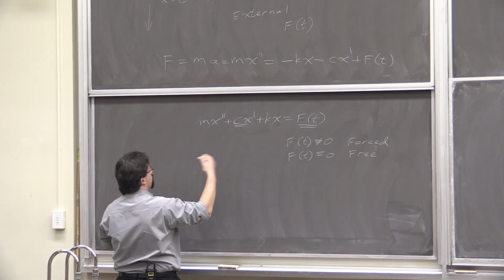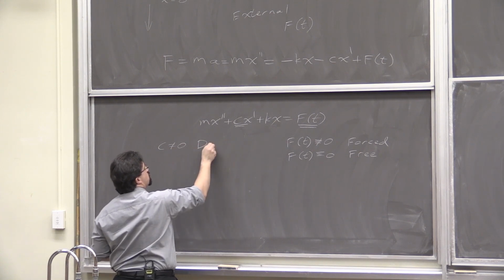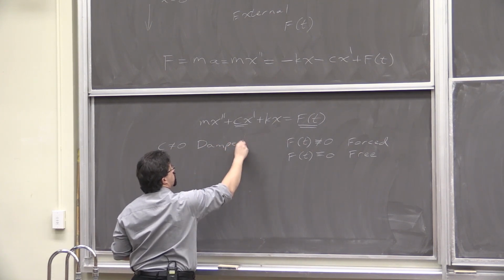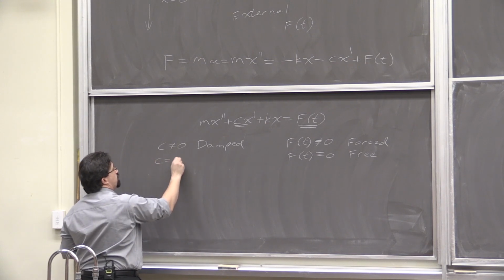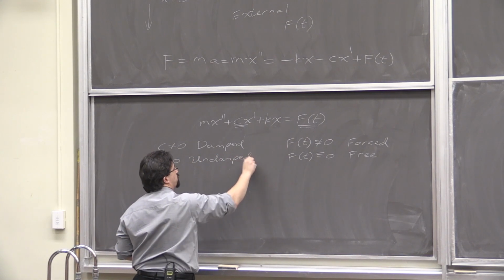See over here the friction, the damping. When it's non-zero, we refer to the motion as damped. When it is 0, then we go with a very creative undamped.